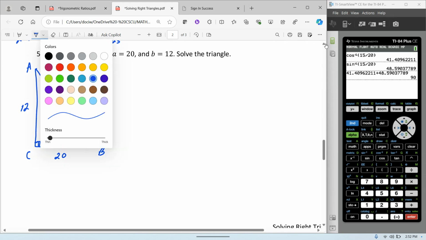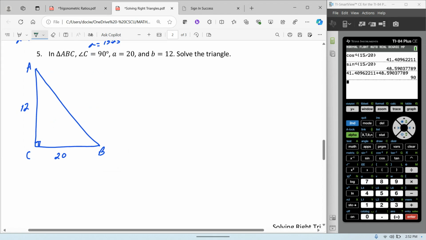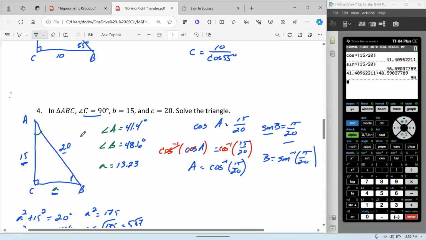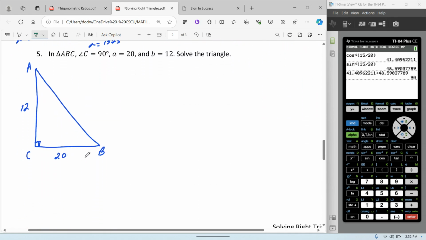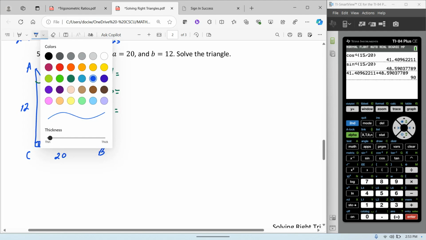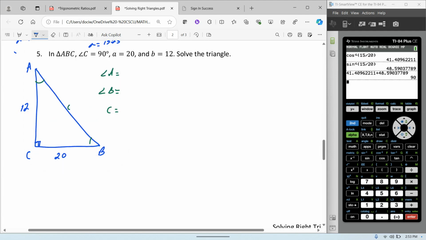Okay. Now, in the previous example, I gave you a leg and a hypotenuse. In this example, it's similar, except we have two legs. We don't know the hypotenuse. The three pieces we need to find are angle A, angle B, and side C. I think I'm going to find side C first. And again, let's just use the Pythagorean theorem.